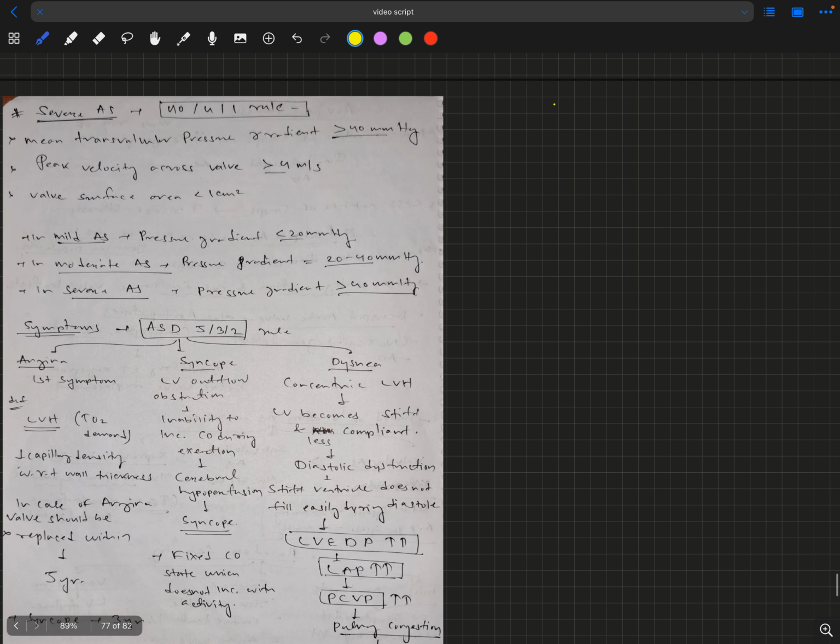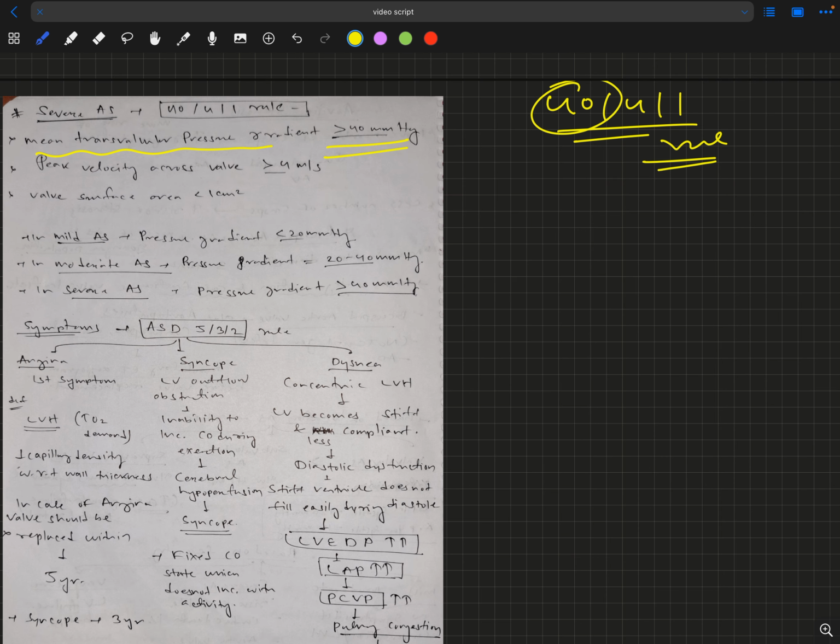For severe aortic stenosis, we remember the 40-4-1 rule. So what is 40? 40 is the mean transvalvular pressure gradient, that is more than 40 mm Hg. Mean transvalvular pressure gradient is the difference in pressure between left ventricle and aorta. Which pressure is more? Left ventricle pressure is obviously more. So the pressure difference across the valve is more than 40 mm Hg.